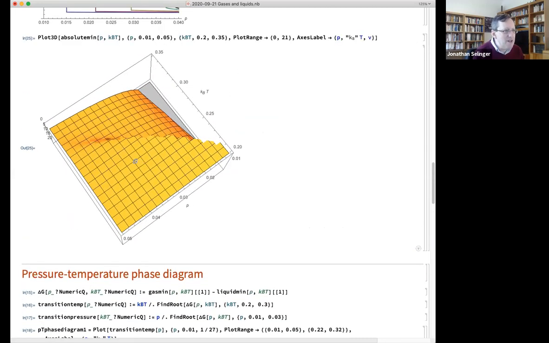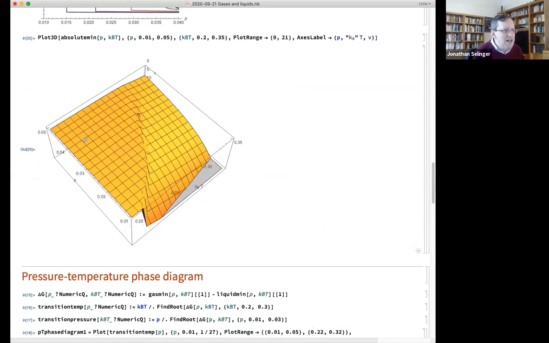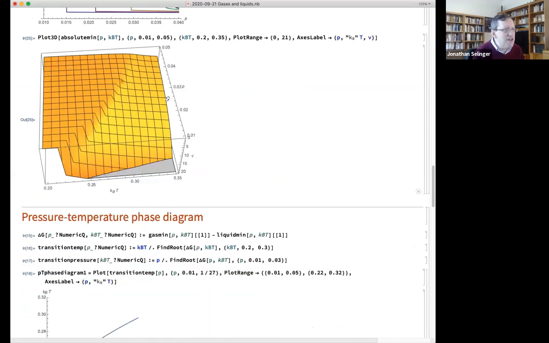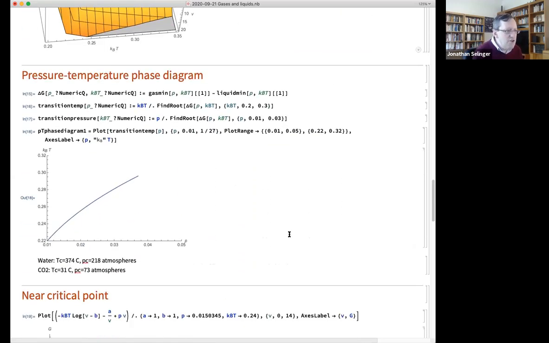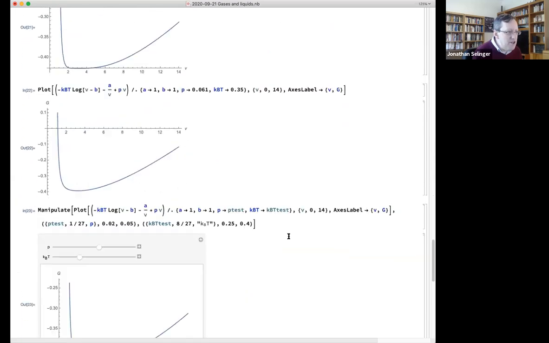Here's the graph that I sort of messed up. We see there's this boundary and it ends, right? And so we can find it graphically by just adjusting pressure and temperature and then seeing what's the difference in density between gas and liquid. So let's try to zoom in on it.